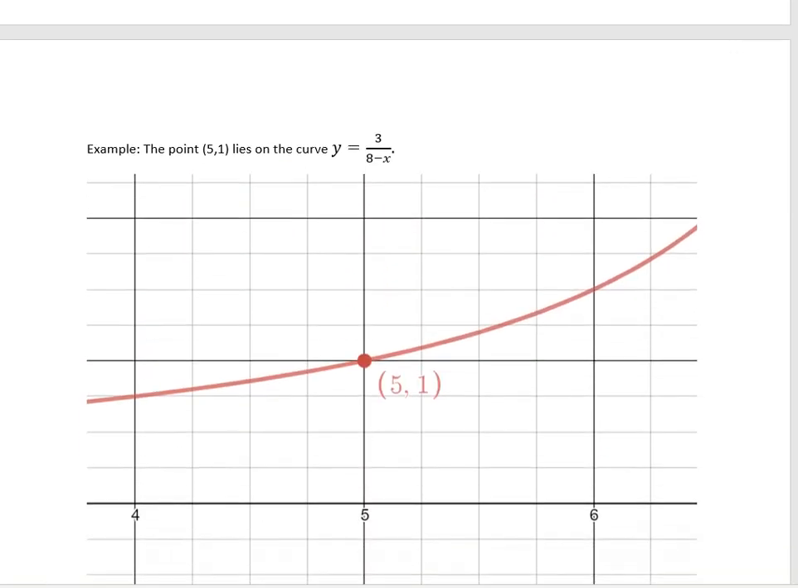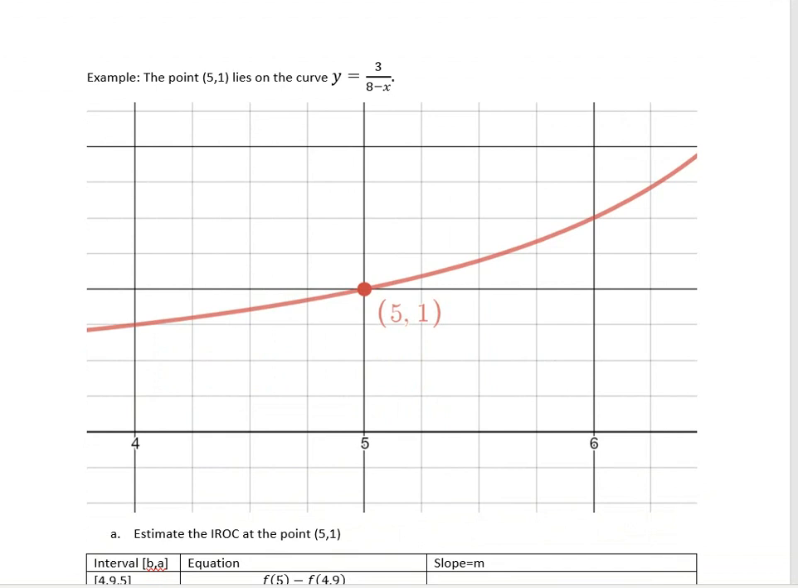Awesome. All right, let's look at one more example. So go ahead and pause the video and try to work through this one on your own. Then when you're done, come back and double check your work.